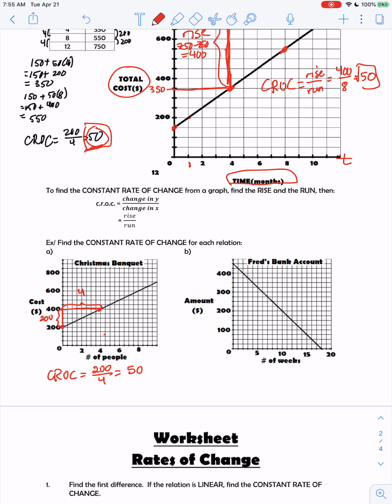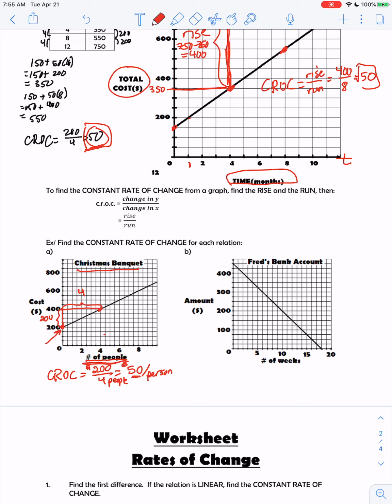So when I look at this graph, I see that this is the cost for a Christmas banquet. We're talking about the number of people versus the total cost. So when nobody shows up, that's $200. So basically that is your initial fee. That's the starting fee. And then it goes up by $200 every 4 people, or the constant rate of change is going up by $50 per person. So in this one, the 200 is in dollars, the 4 is in people, so that means it's going up by $50 per person.